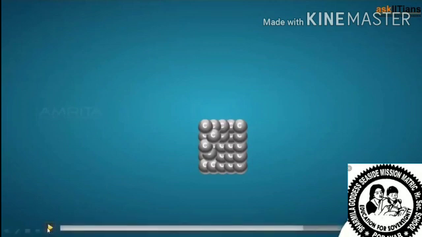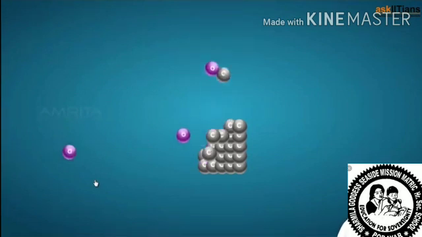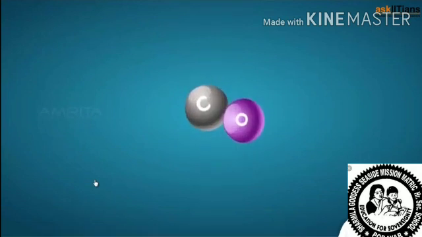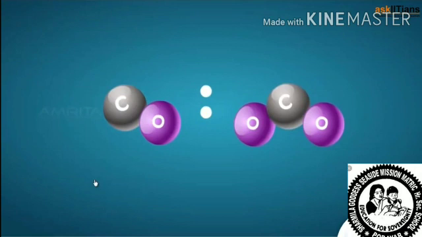To understand it further, let us take one more example. Here, oxygen in high concentration combines with carbon and forms carbon dioxide. If oxygen is taken in less concentration, it forms carbon monoxide. So, in carbon monoxide, 12 parts by mass of carbon combine with 16 parts by mass of oxygen. In CO2, 12 parts by mass of carbon combine with 32 parts by mass of oxygen.